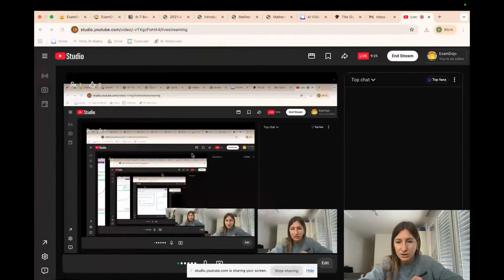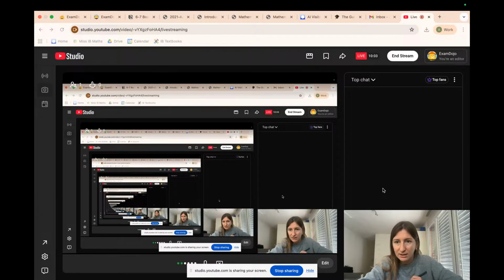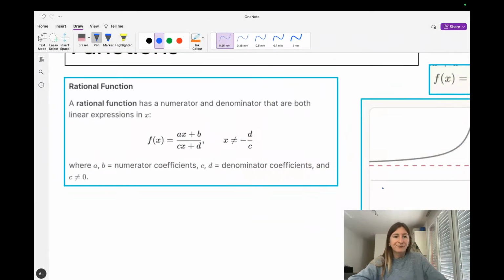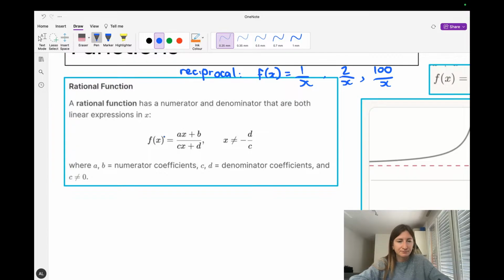I'm just going to check the chat if there's anything that anyone is saying. No. So linear on top and linear on the bottom. A reciprocal function is also a rational function, so it's in the family of rational functions. But these are the two: the reciprocal ones, f of x equals 1 over x or 2 over x or 100 over x with some transformations. Those are all our reciprocal ones. And these are the rational ones.